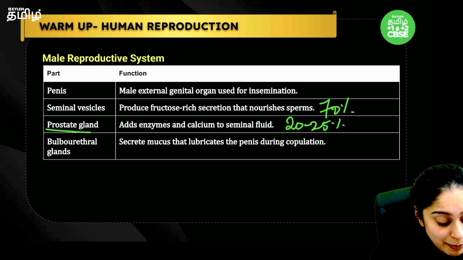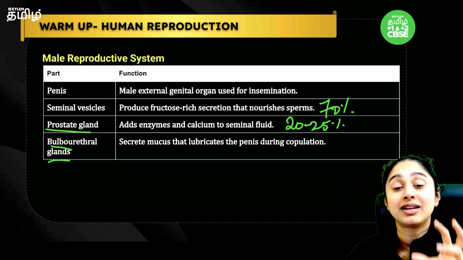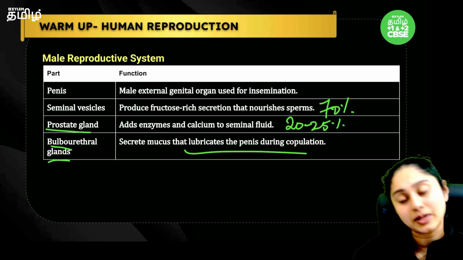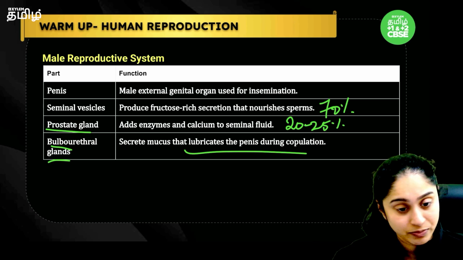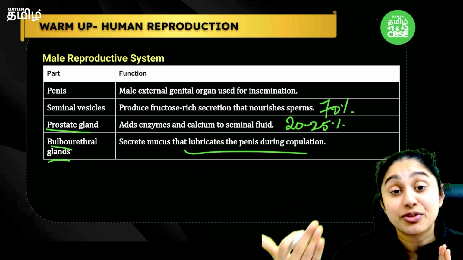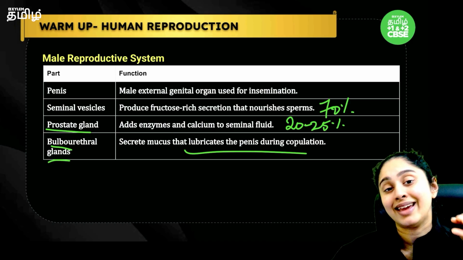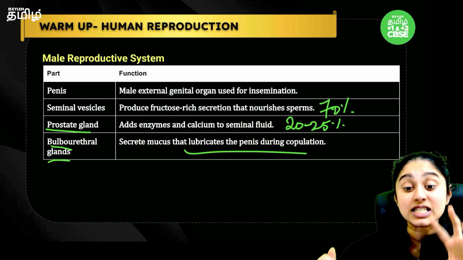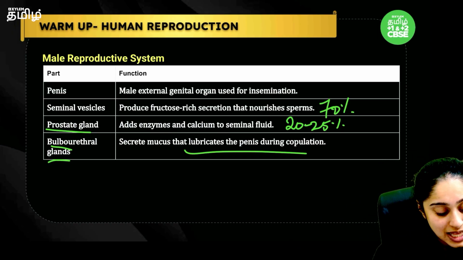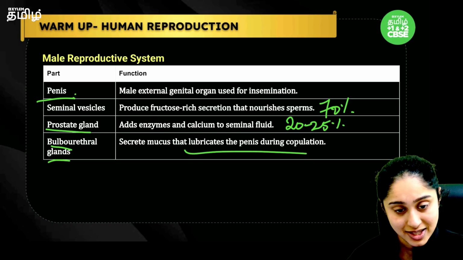Then we have the bulbourethral glands that are located under the prostate gland, and these bulbourethral glands are paired in nature. Okay, and they secrete a mucus which will help to lubricate the penis during the process of copulation. Okay, now once the sperms are deposited into the female's tract, they will climb up the female's reproductive system and go to the fallopian tube where they can potentially fertilize the egg. Okay, so the external genitalia which is meant to deposit the sperm into the female's reproductive tract is the penis, and it is used for insemination, which is nothing but deposition of the sperm in the female's reproductive tract.